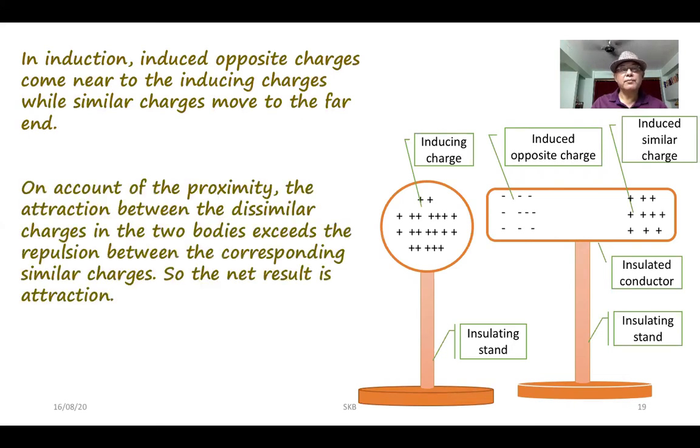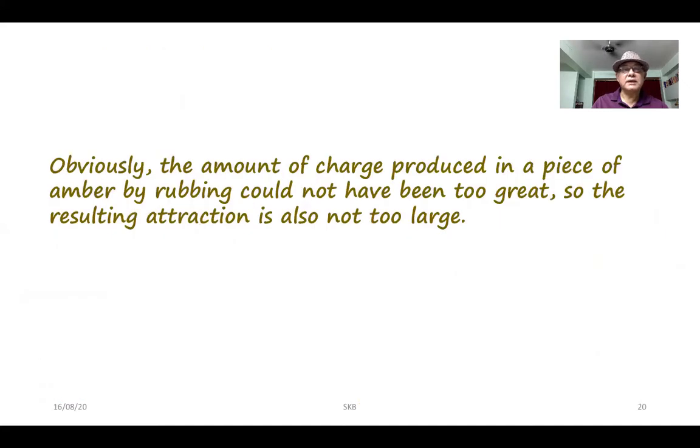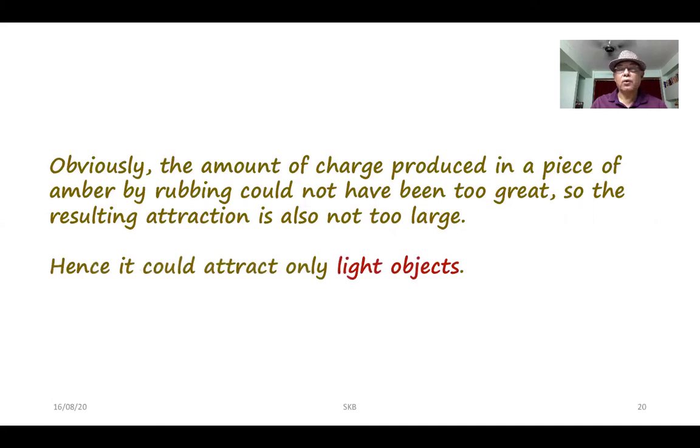On account of the proximity, the attraction between the dissimilar charges in the two bodies exceeds the repulsion between the corresponding similar charges. So the net result is attraction. Therefore, induction always precedes attraction. Obviously, the amount of charge produced in a piece of amber by rubbing could not have been too great. So the resulting attraction is also not too large. Hence, it could attract only light objects.